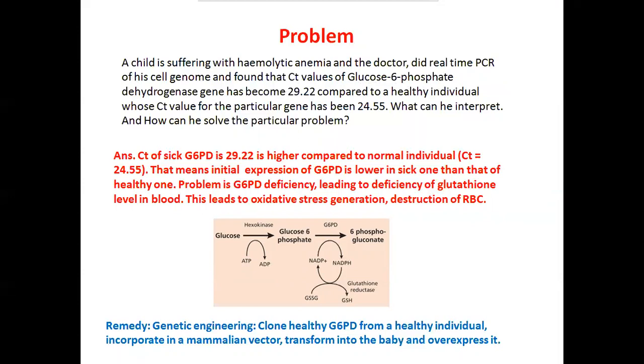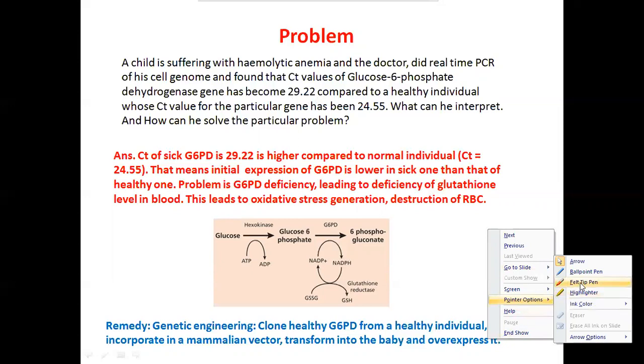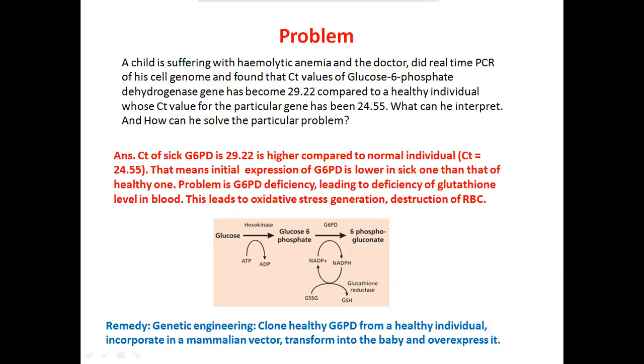This is required in the glycolysis pathway or in the pentose phosphate pathway. This works on glucose 6-phosphate. The CT value of glucose 6-phosphate dehydrogenase has become 29.22 for the anemic child.